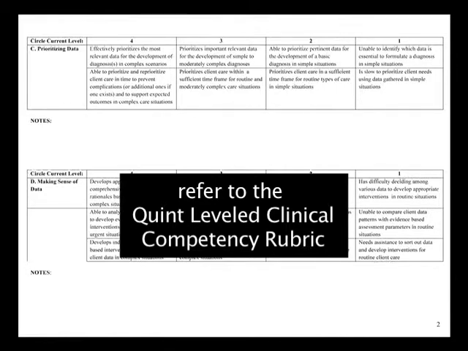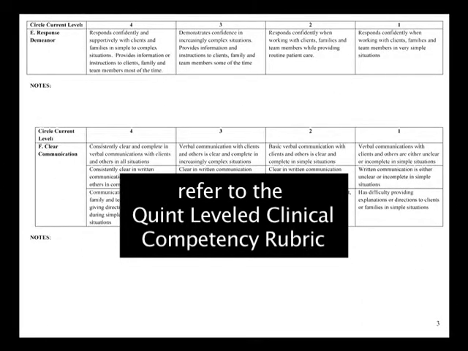In the making sense of data area, I'm going to indicate a score of 3 for each of the items. The student was able to use the most obvious data to develop an appropriate intervention in a moderately complex situation. So for this area, the overall score is a 3.